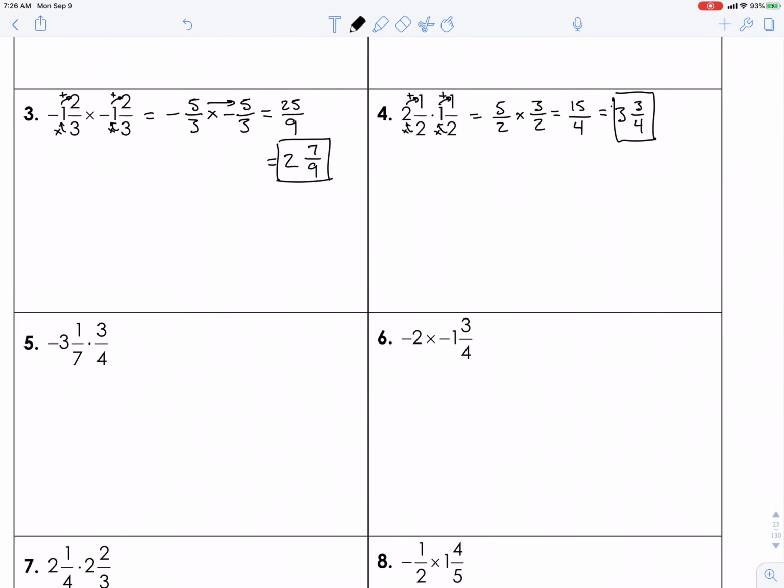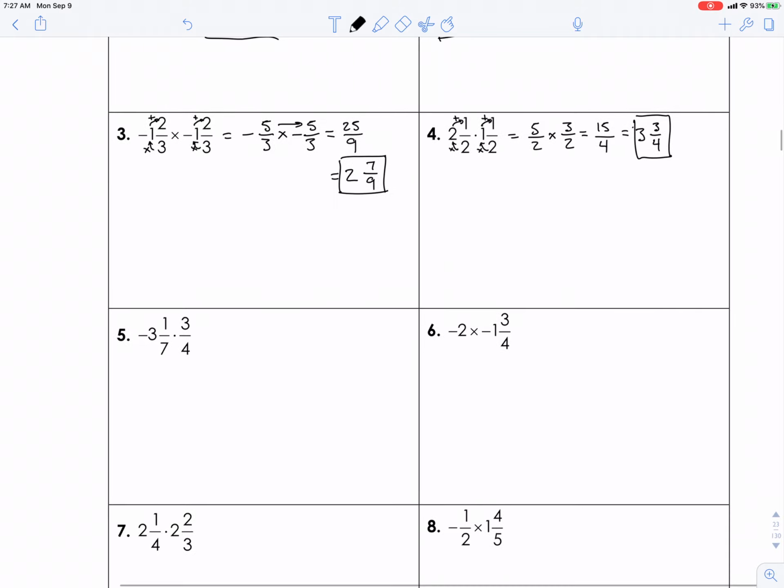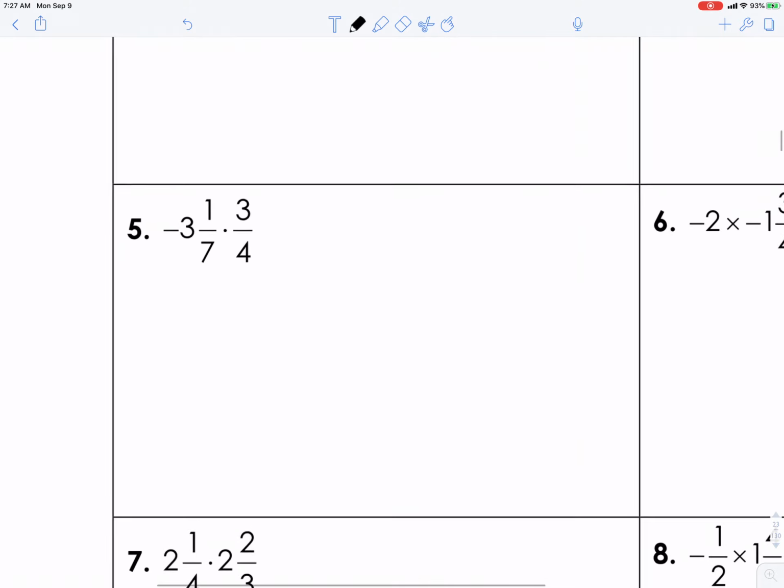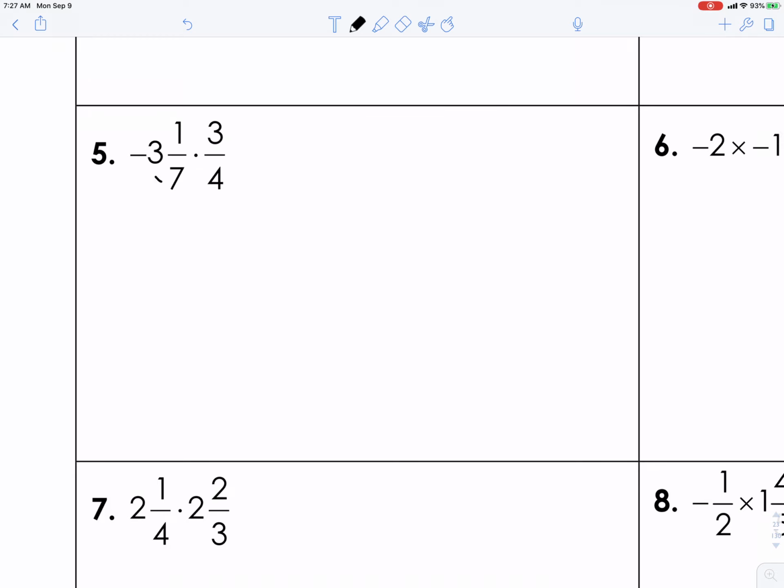We'll do 2 more. So again, multiply, add, and that negative is going to stay out front, or I can put it with the numerator, negative. 7 times 3 is 21, plus 1 is 22 sevenths, times 3/4. Okay? Now, 22 sevenths, not reducible. 3/4 is not reducible. But this 22 and the 4, those can both be divided by 2.